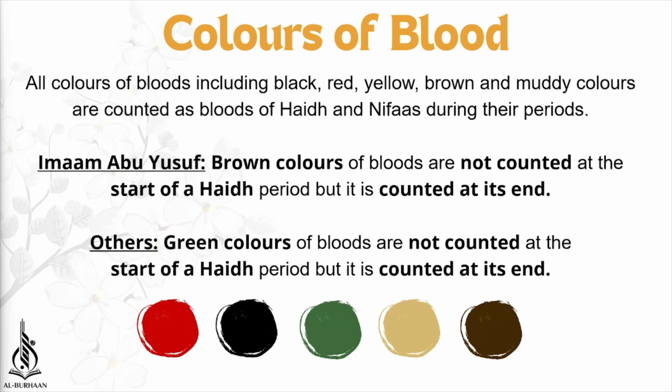Then we looked at the 3 types of woman. One is a beginner woman. What is her habit? If she has a continuous flow of blood, she has a predetermined habit of 10 days Haidh and the rest 20 days tuhur.